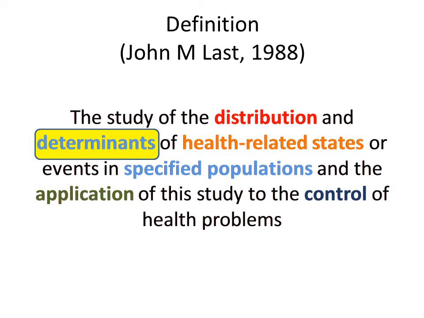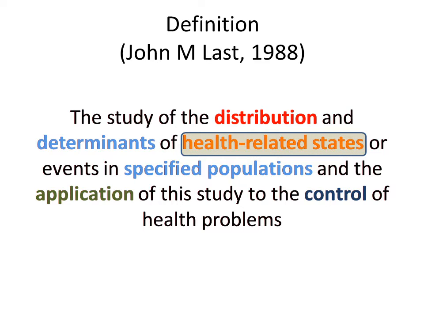Hence, the determinants here are illiteracy, poverty, low immunization coverage, lack of safe drinking water, etc. These per se are not the cause of the disease, not the cause of polio, which actually is a virus. Still, they increase the risk of getting poliomyelitis. Hence, poverty, illiteracy, etc. are the risk factors or the determinants of polio.